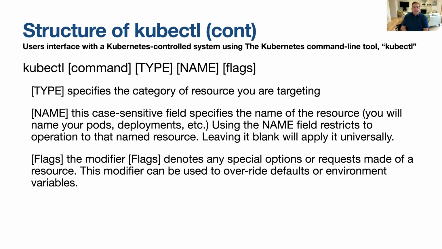Type specifies the category of resources you're targeting. Name is case sensitive, and it specifies the name of the resource. If you leave name blank, it'll apply things universally and maybe to everything in your namespace. And flags are the modifiers that you use to give special options or requests. I don't typically use that flag, but sometimes you never know.